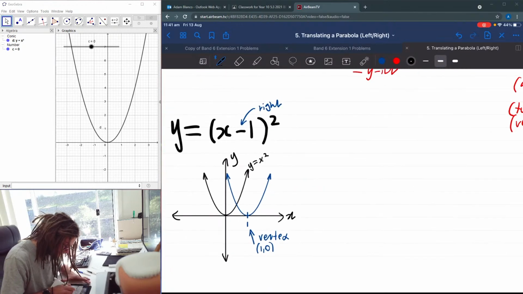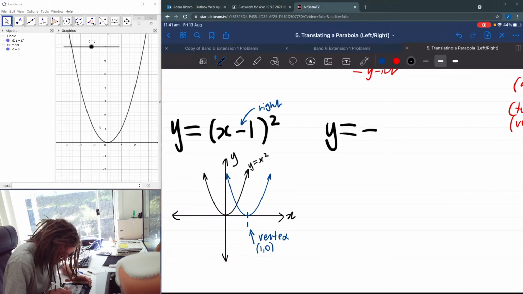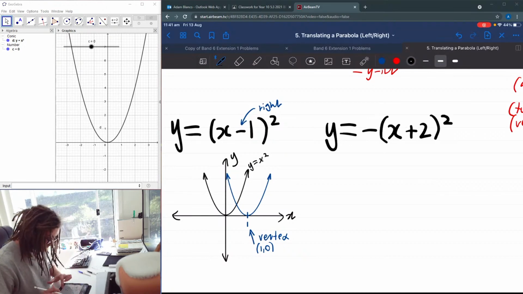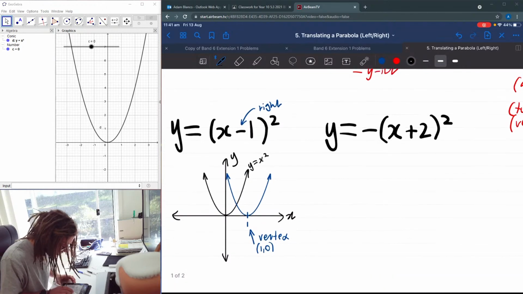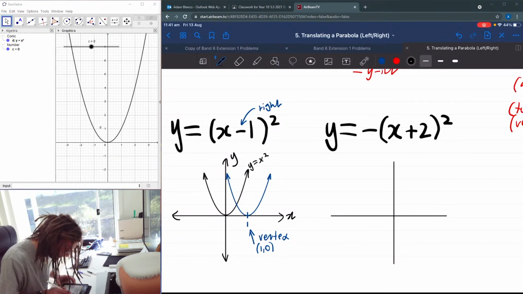What if now I had y equals minus (x plus 2) squared? So let's do a bit of a 2-in-1 here. This is really weird without music. It seems really eerie, and a little bit boring too, but oh well.